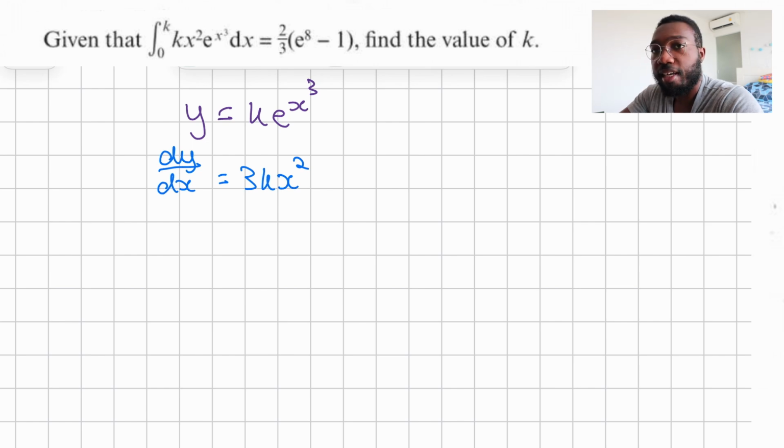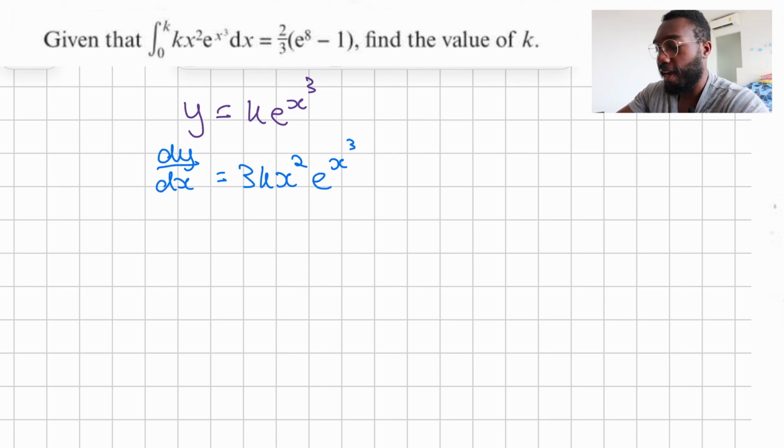And then with the e to the x to 3, well, if we have e to the x and we differentiate that or integrate it, it just simply equals e to the x. So this will just stay as e to the x to the 3. Looking at this, we have 3kx squared e to the x to the power of 3. But in our question, we just have kx squared e to the x to 3. We don't have a 3.